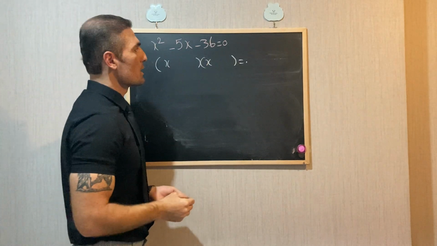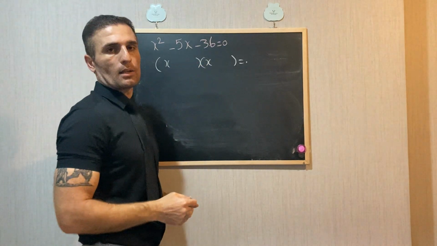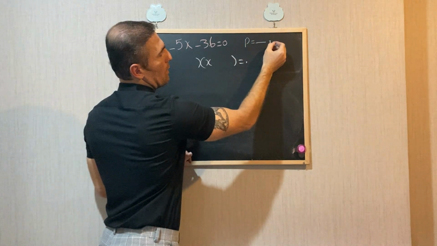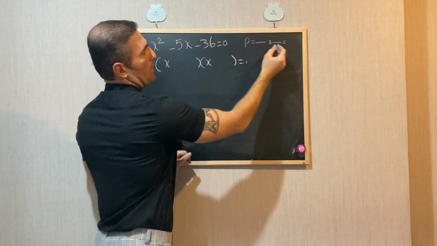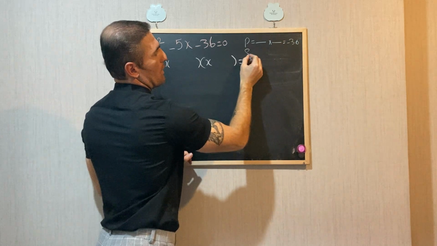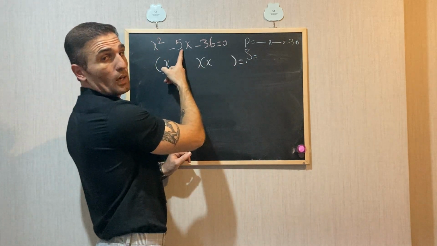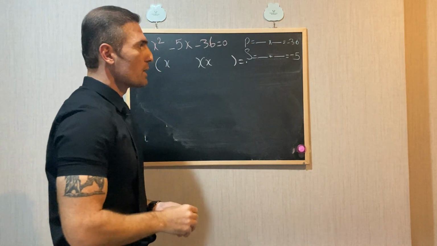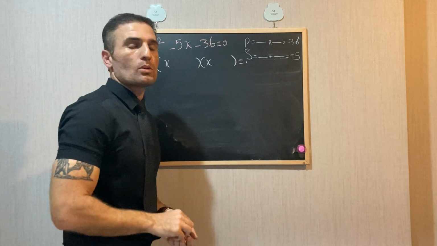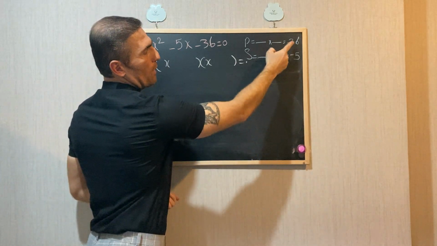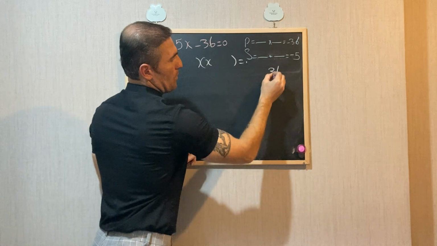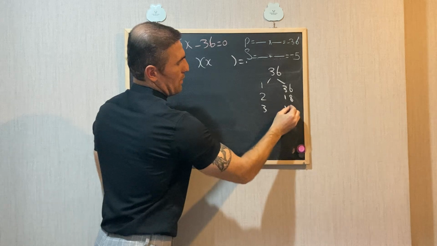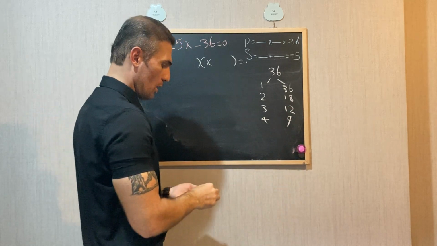To find the second term of these two factors, it is enough to find two numbers whose product is this constant, negative 36, and whose sum is the coefficient of the middle term. But what are these two numbers? To find them, it is better to list all pair factors of 36. 36, 18, 12, 4 and 9.